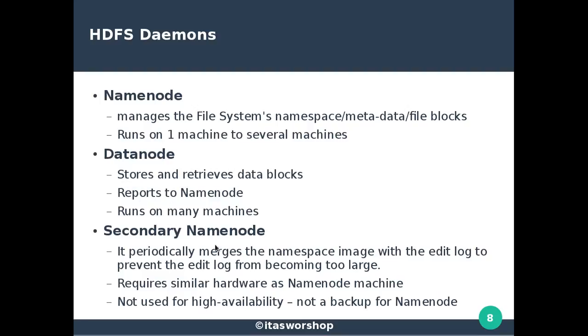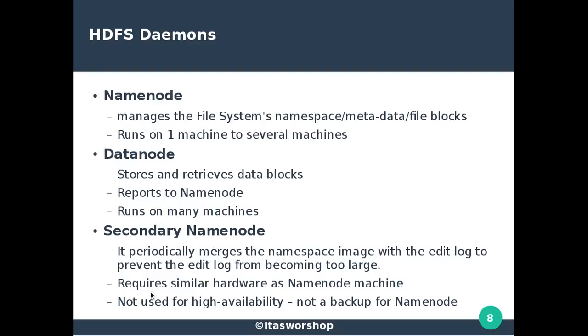Now what is the secondary name node? It periodically merges the namespace image with the edit log to prevent the edit log from becoming too large. We have edit logs, and your secondary name node is providing help to your name node by continuously merging these namespace images with the edit log, so that your name node is free for this task and doesn't have to do it again and again. This periodic task is done by the secondary name node.